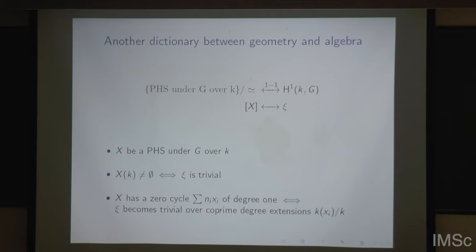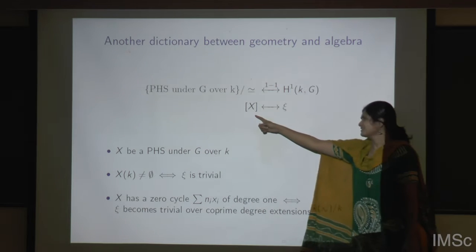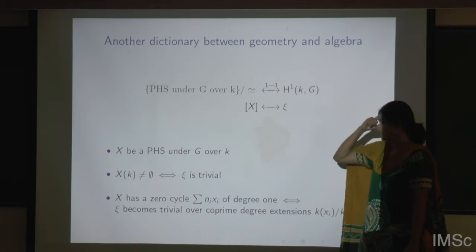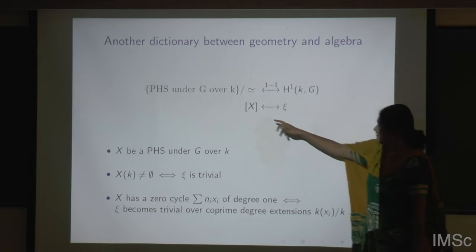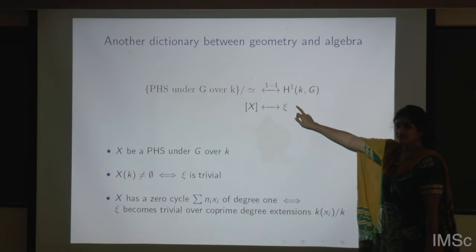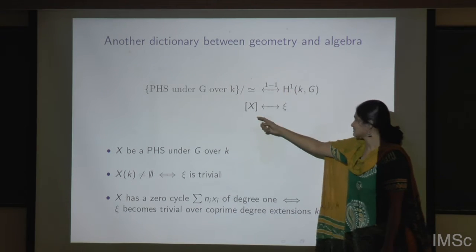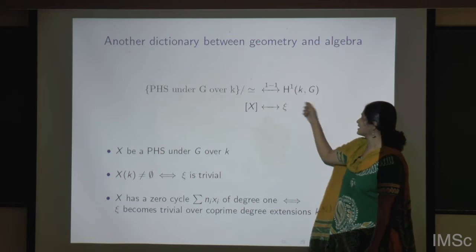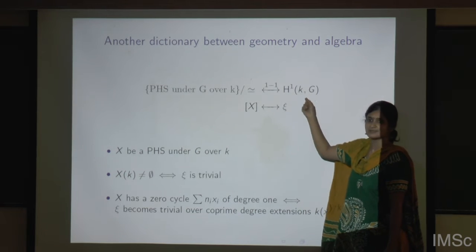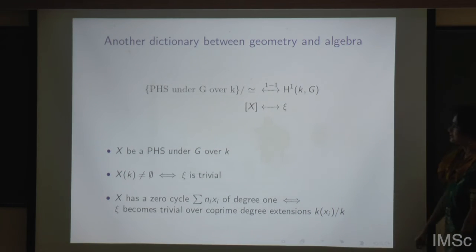Okay, so what is the dictionary from the geometric side to the algebraic side? Supposing the principal homogeneous space is X, the class of X corresponds to this element. So this guy has a rational point precisely when this is the trivial element, right? So the question really asks whether you're basically looking at a set and checking whether some element is trivial or not in the algebraic sense.